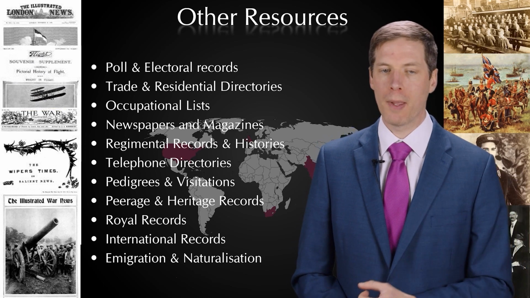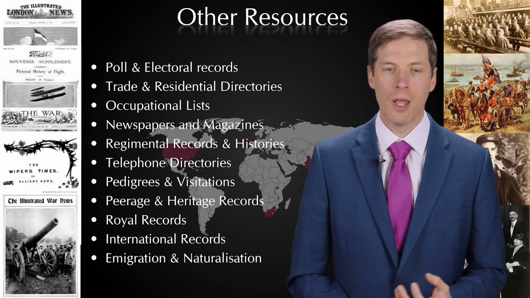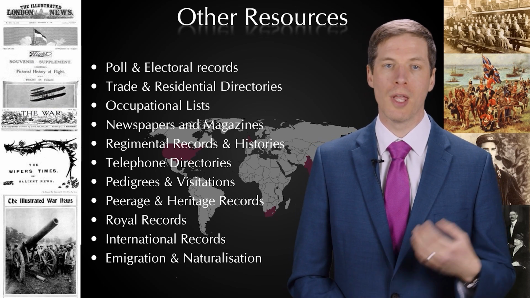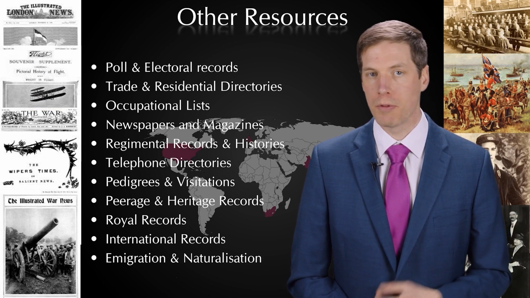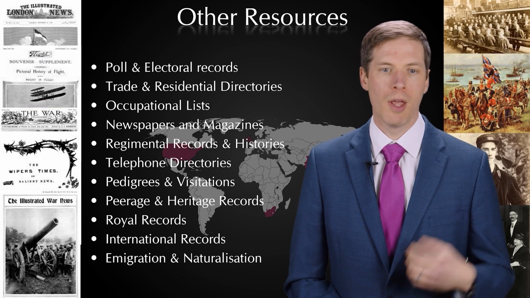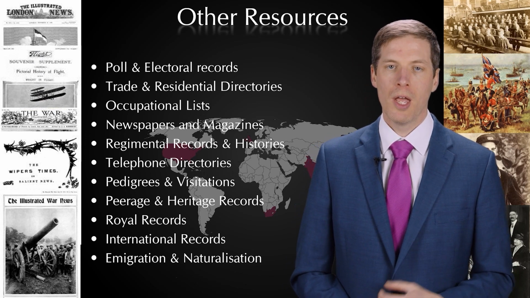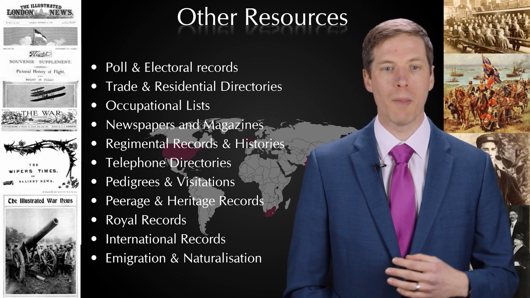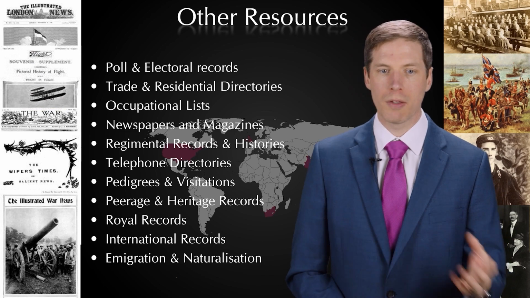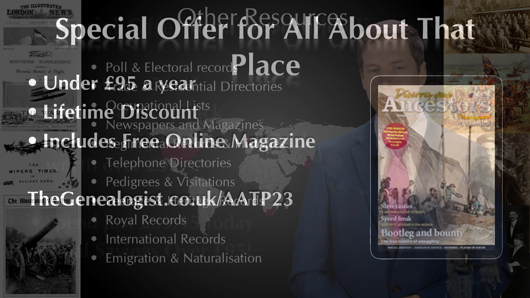We have newspapers and magazines, things like the Illustrated London News, the Great War magazine, and also we've just started digitising the Times newspapers as well. So you can see the 1880s of the Times newspapers available on the site. We have regimental records and histories, telephone directories, pedigrees, visitations, peerage and heritage records. If you have blue blood in you, you can trace your way back to about 850 AD with our royal records. We have international records and, of course, immigration records too.